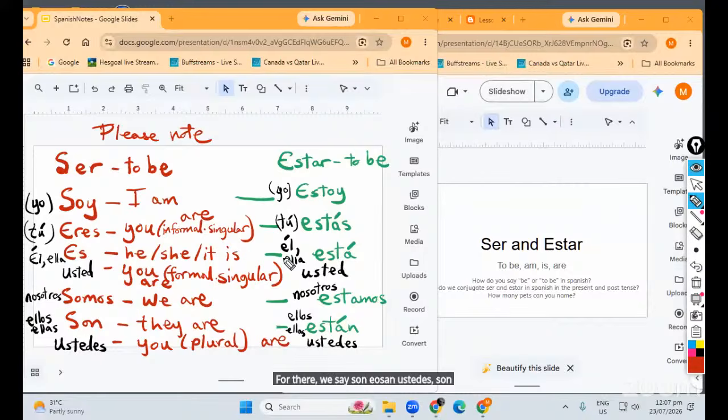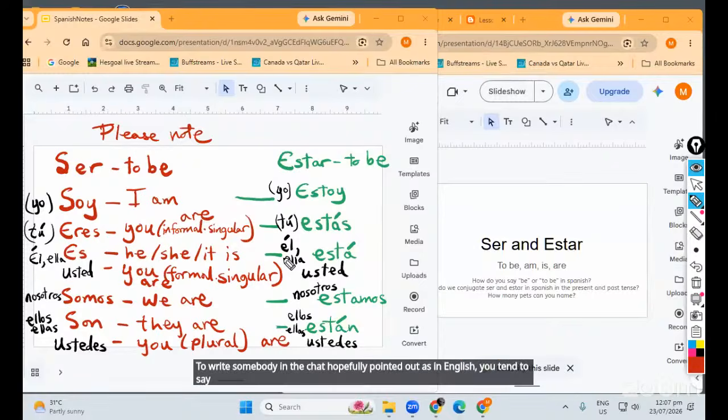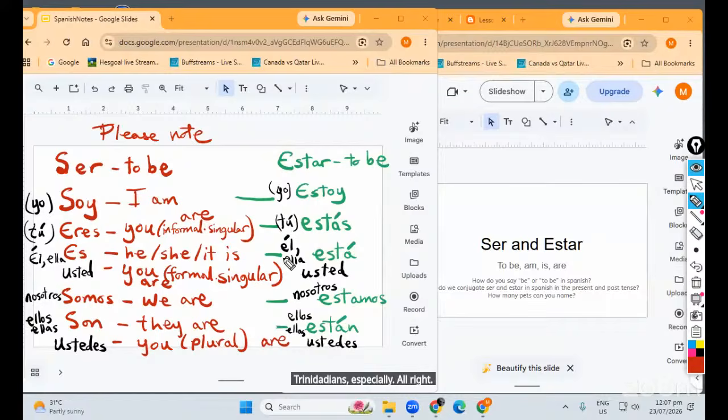For you all are, plural, as somebody in the chat helpfully pointed out. In English, we tend to say you all, right? Trinidadians especially. All right. Now, that's there.